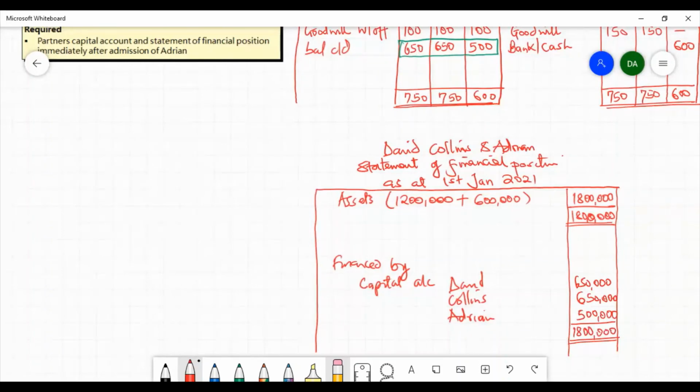That is how the statement of financial position now will look in a situation where there is no goodwill maintained in the books. So we will not show goodwill in the books because it is not maintained in the books. It has been written off.